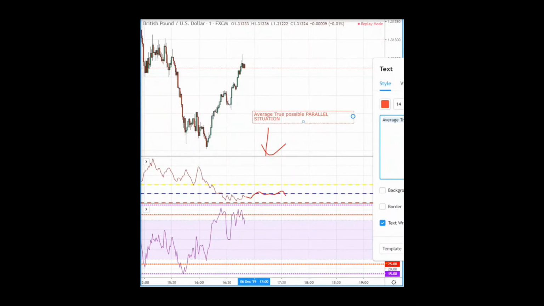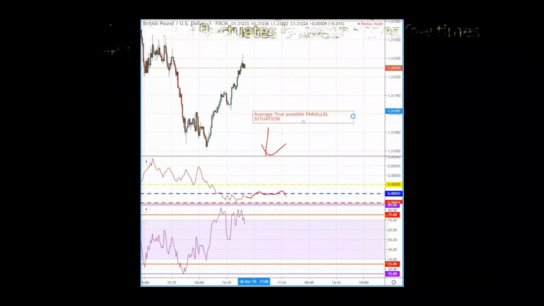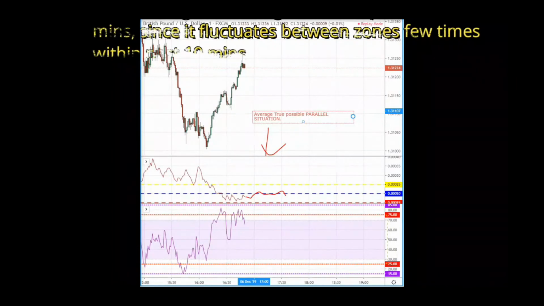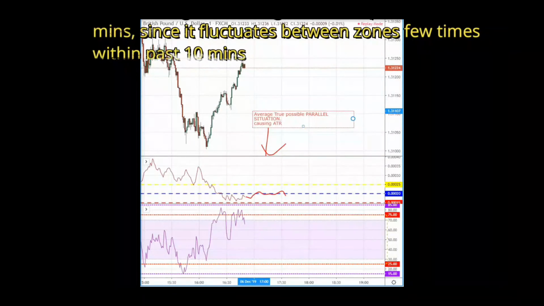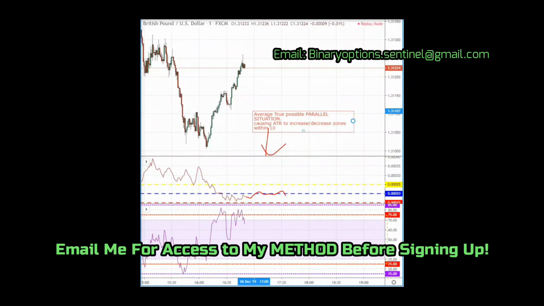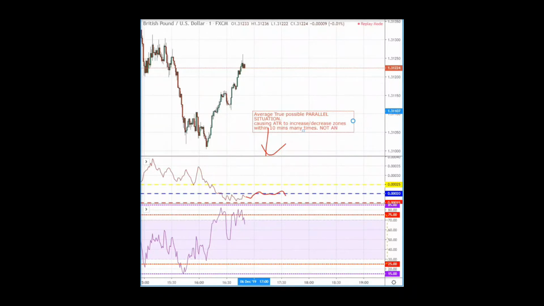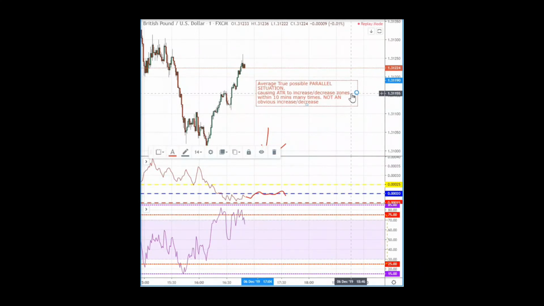So what happens if the ATR is parallel to one of the colored lines? That means within the 10 minutes the ATR will fluctuate from one zone to another too many times. I would avoid trading if the ATR behaves in such a way, because it causes a lot of confusion about whether it is increasing or decreasing in terms of the ATR colored zones. So if I see the ATR is parallel to one of the colored lines, I would definitely skip the trade and wait for another clear trade setup to take.